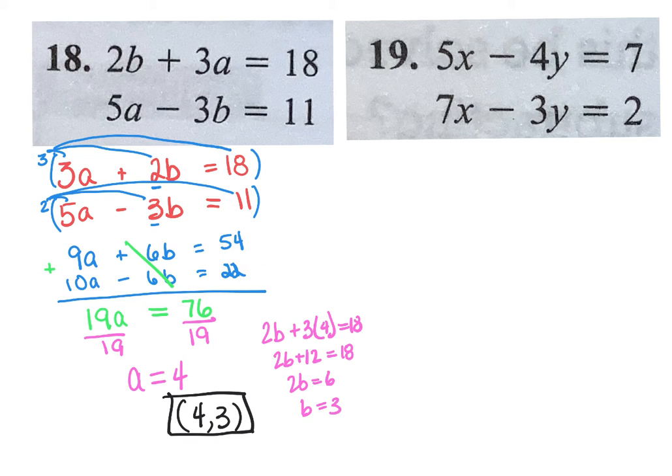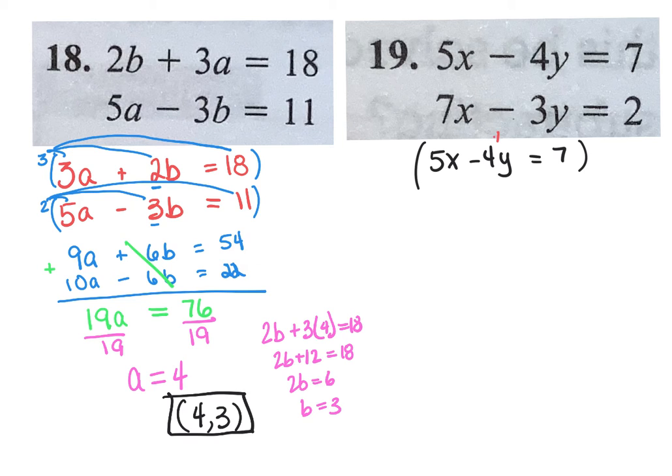All right, so we're going to take the 5x minus the 4y equals 7. And we're going to multiply by what to get that to be between 3 and 4 to 12, right? So I need one positive 12 and one negative 12. So what do I need to multiply the top one by to get that to be 12?